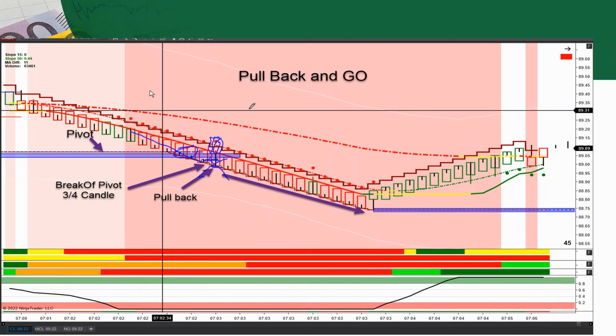Okay, let me get rid of these lines. Come on. Oh, you can't put that there. All right, so let me erase these drawings.